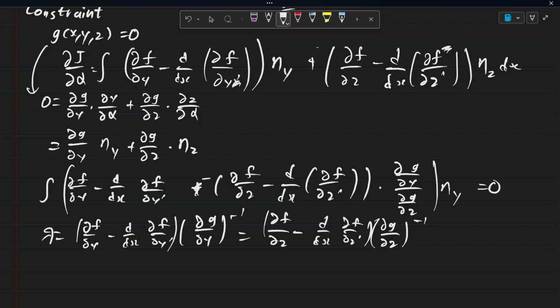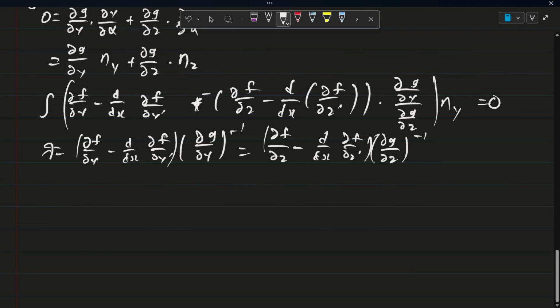So if you now use this idea, we can build it up into this equation: partial f over partial y subtracted by d over dx, partial f over partial y prime, plus lambda of partial g over partial y. And this has to equal 0. So what I wrote here is the same thing as the one at the top, but in here we use the lambda here.